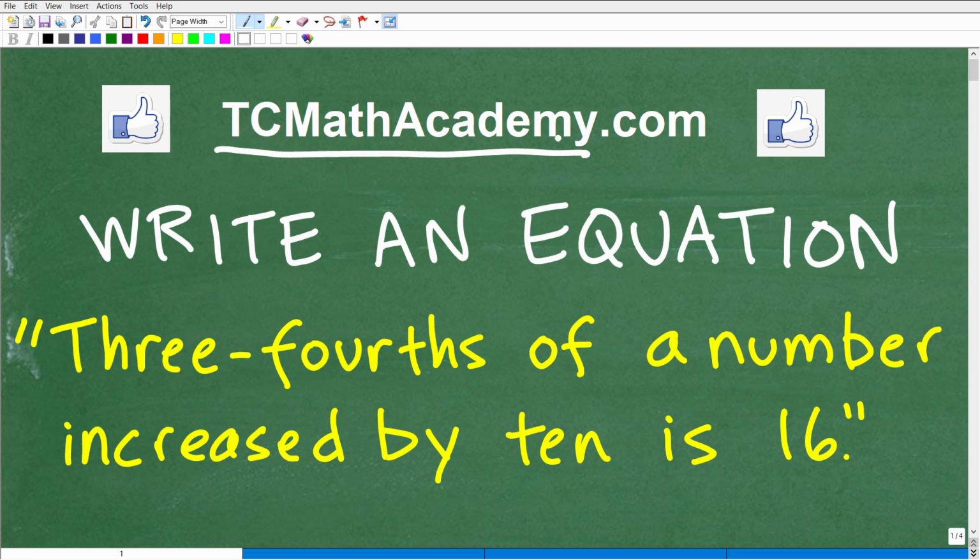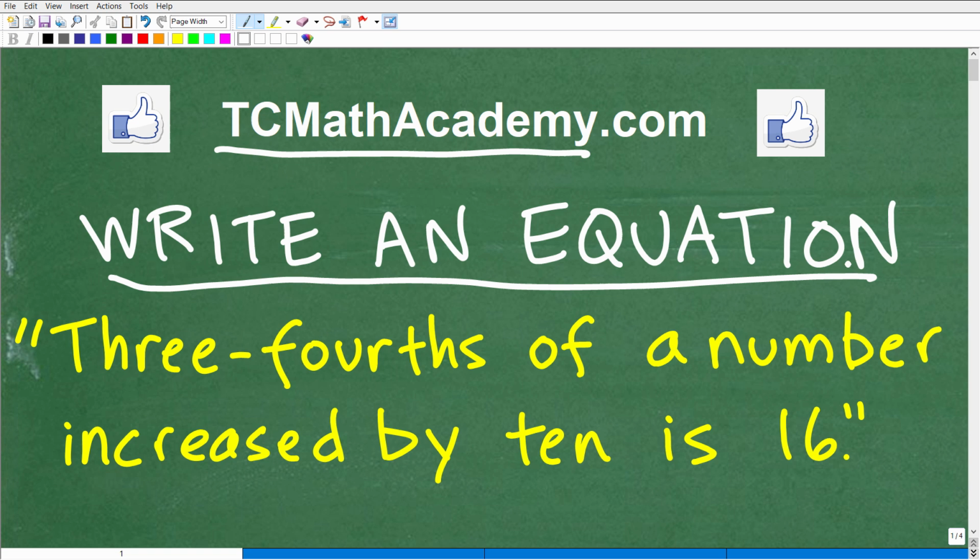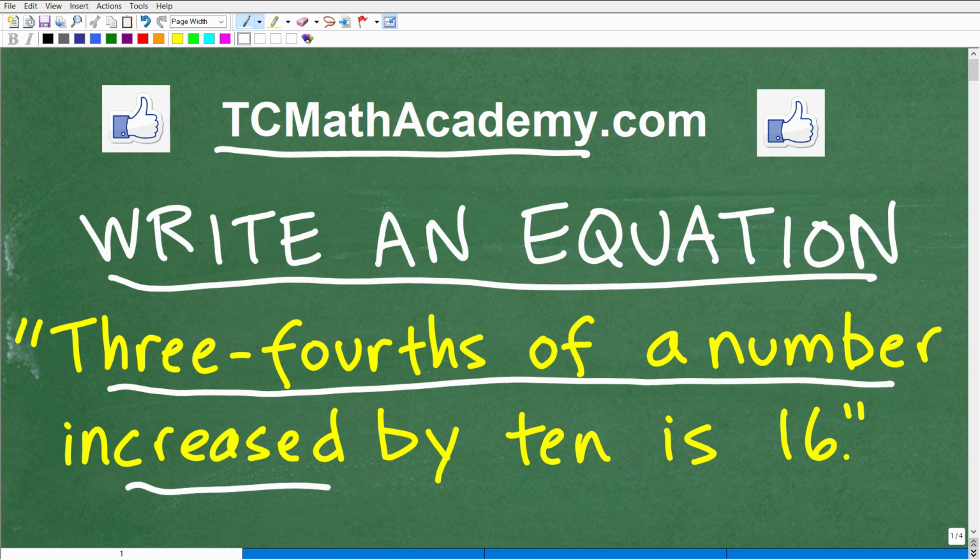And in this particular video, we're going to practice writing an equation given a verbal sentence, something like this. Matter of fact, let me go ahead and read the problem. It says 3/4 of a number increased by 10 is 16. So what you want to do is write an expression or an equation, obviously an equation in this particular case, that represents this. Now, what variable you use is kind of irrelevant, but if you can't choose one, just use a variable x. That's always a good default variable to use.